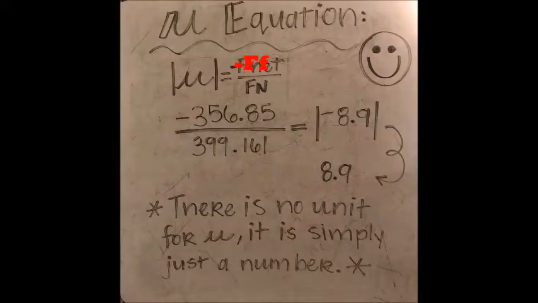Finally, we are able to use all of that data to find mu. Notice that in the equation, my force of friction is negative, but that does not affect mu because mu is absolute value. You end with just a number because mu does not have a unit. The equation will be mu is equal to force of friction over normal force. So it was negative 356.85 over 399.161, and the answer came out to be 8.9.